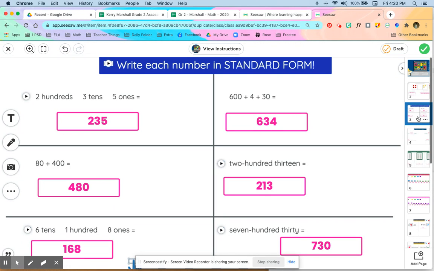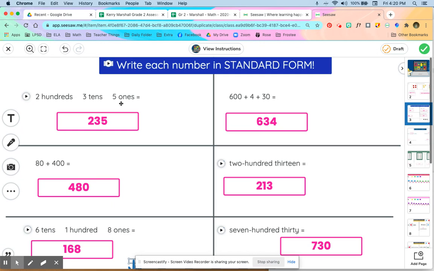On the next page, the numbers were supposed to be in standard form. Standard form is just the normal way to write the number. I say normal as in using the digits. So if we were going to write the number 20, we would write 20. So they were to look at each of these equations or words or the unit form, and they were to write it in standard form.